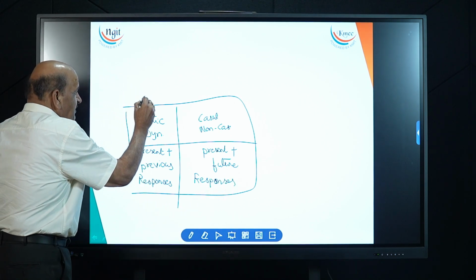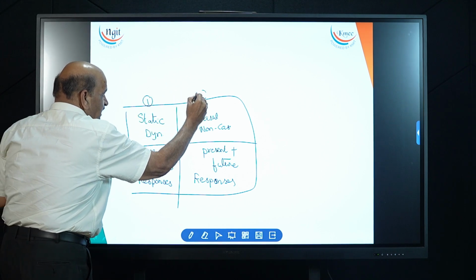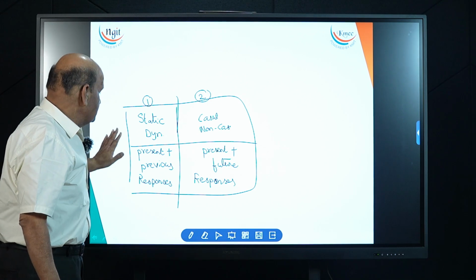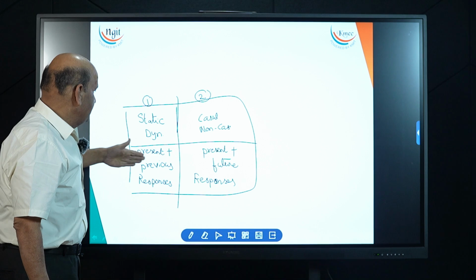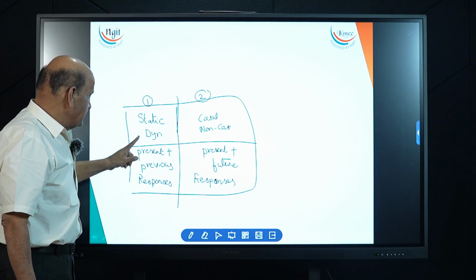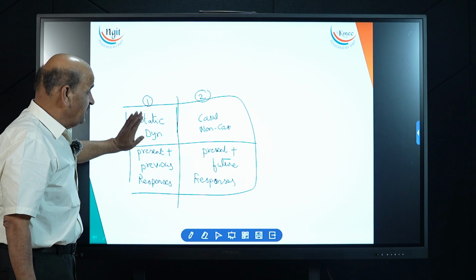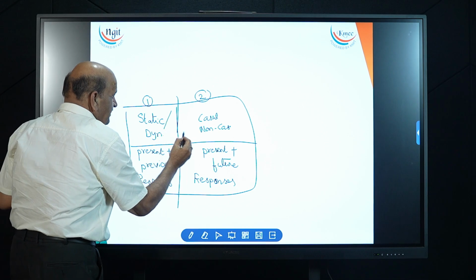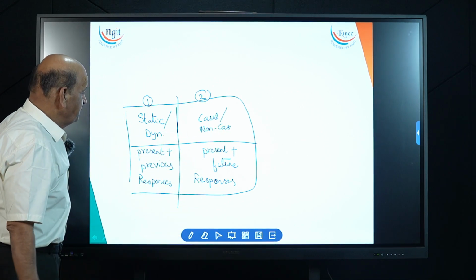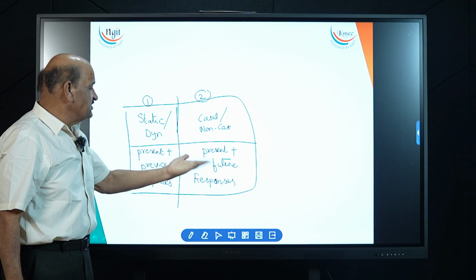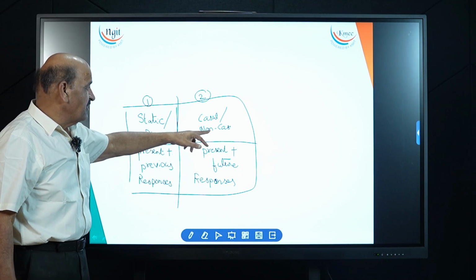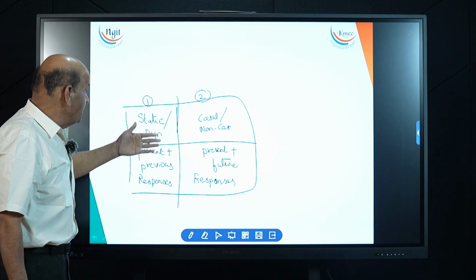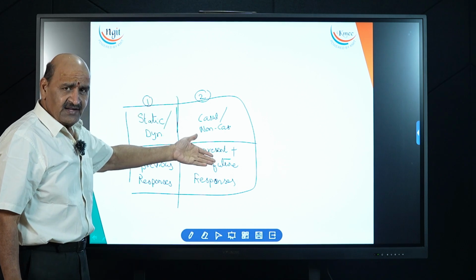Static and dynamic systems are different; causal and non-causal systems are different. To differentiate between these two, students have to make a table like this. This is an analysis table: present and previous, static or dynamic; present plus future, causal or non-causal. This is a clear-cut difference. In the next class, we are going to give examples on non-causal systems. Then again, you have to make a clear-cut distinction between static and dynamic, and causal and non-causal. Thank you.